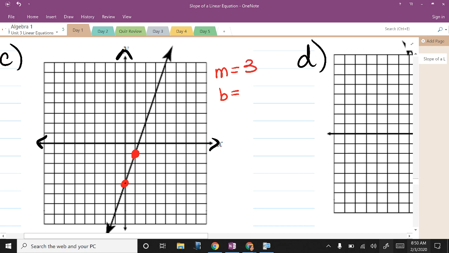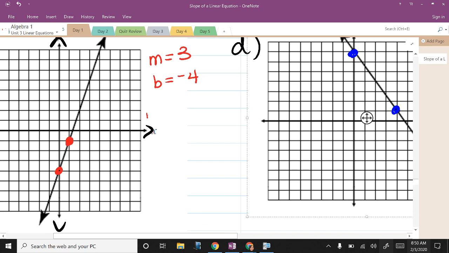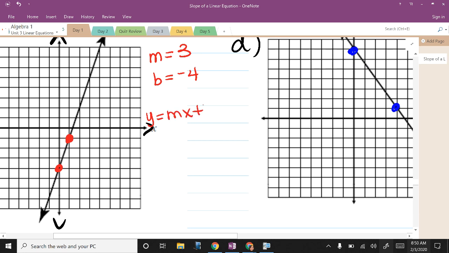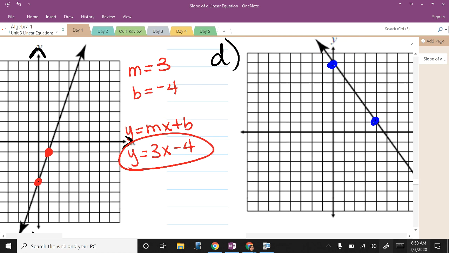How do you find the y-intercept on my graph? The y-axis, is it -1, 2, 3, 4? Y'all see that? I know it's hard to see. I apologize, but it beats y'all having to draw it, right? So if you know M and B, can you write your equation? I plug it into y equals mx plus b. So y equals what goes in for m? 3x and then -4. Rise over run for your slope if they give you the graph. Look for the y-intercept for your b.